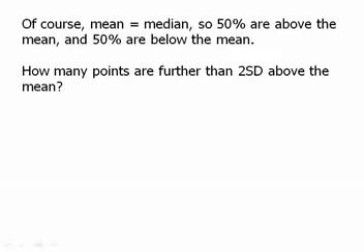How many points are further than two standard deviations above the mean? Well, think about this. In other words, we'd have to take that 50% that's above the mean, subtract the 34% that's between 0 and 1 standard deviation, and then subtract the 13.5% that is between 1 standard deviation and 2 standard deviations, and that will just leave a little bit up in the tail. So 50 minus 34 minus 13.5, and that gives us 2.5. So 2.5% of the population is above 2 standard deviations above the mean.